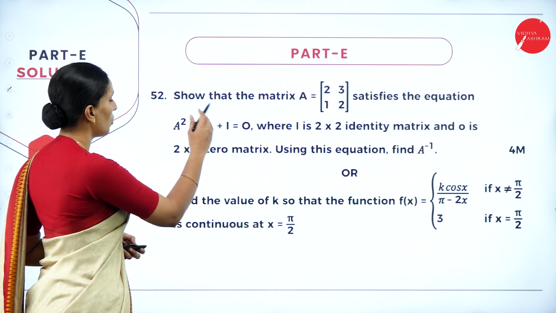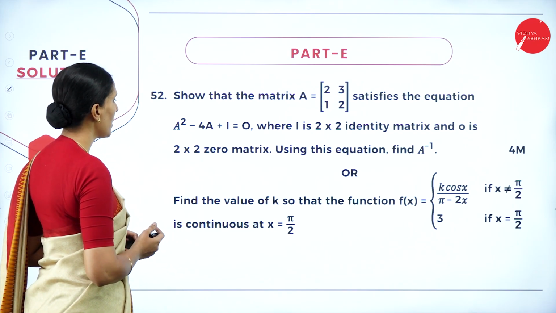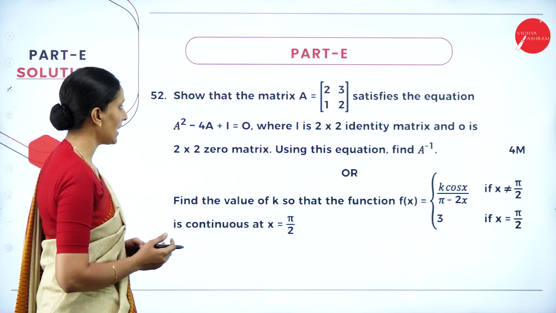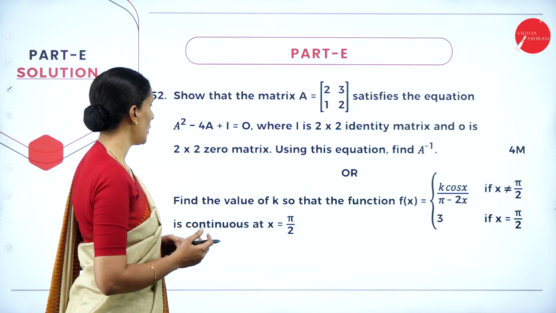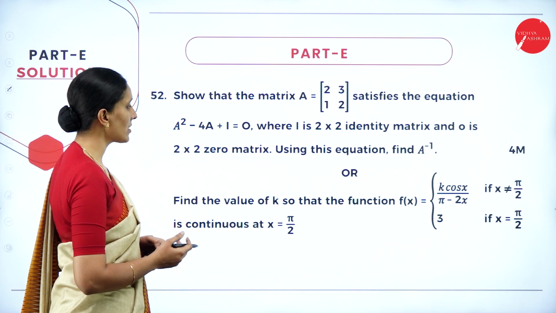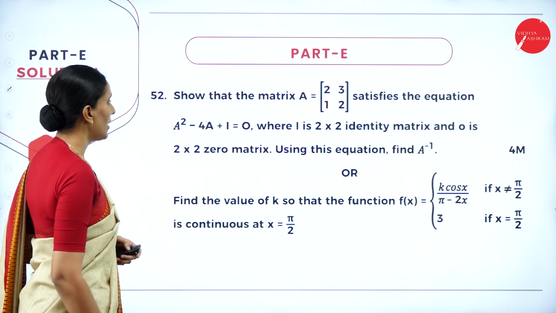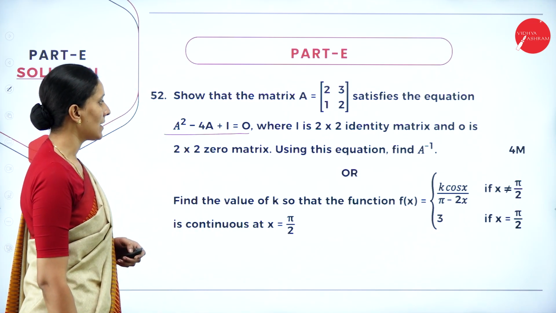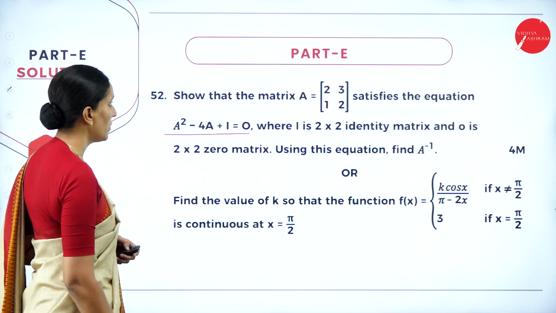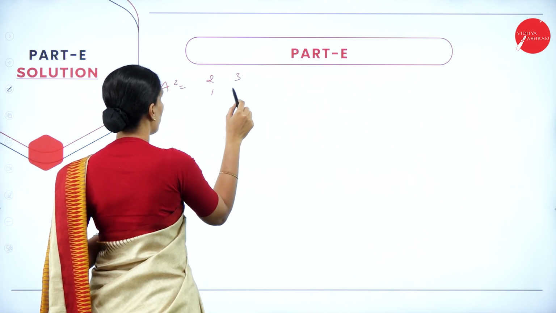First, show that the matrix A = [[2, 3], [1, 2]] satisfies the equation A square minus 4A plus I equals O, where I is the 2 cross 2 identity matrix and O is the 2 cross 2 zero matrix. Using this equation, find A inverse. Now let us first verify and show that A square minus 4A plus I is equal to 0. Now A square is equal to [[2, 3], [1, 2]] times [[2, 3], [1, 2]].